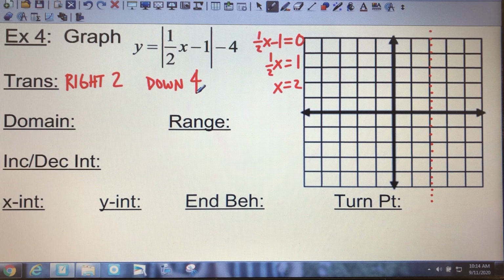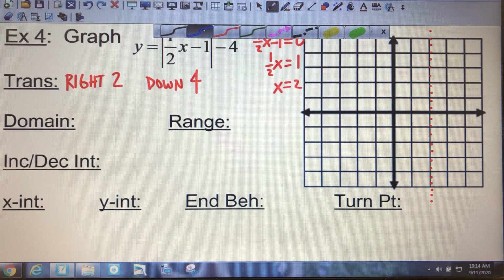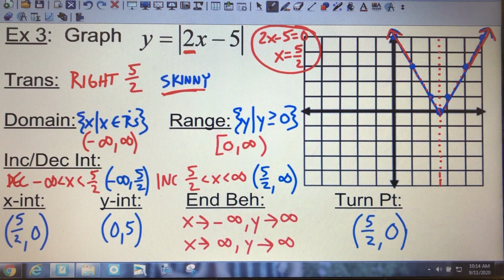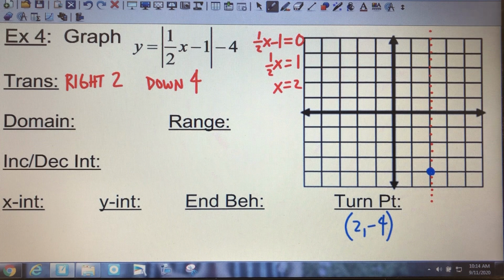So if we go right 2 down 4, that puts us right there. That's your key point. That's actually your turning point, (2, -4). And I need to go back real quick, because I forgot to mention that this is a min value. So I should have said that as we were doing that. So there you have it. Okay, so we don't know if this is a max or min just yet, or do we? This graph opens up, so this actually is a min value.